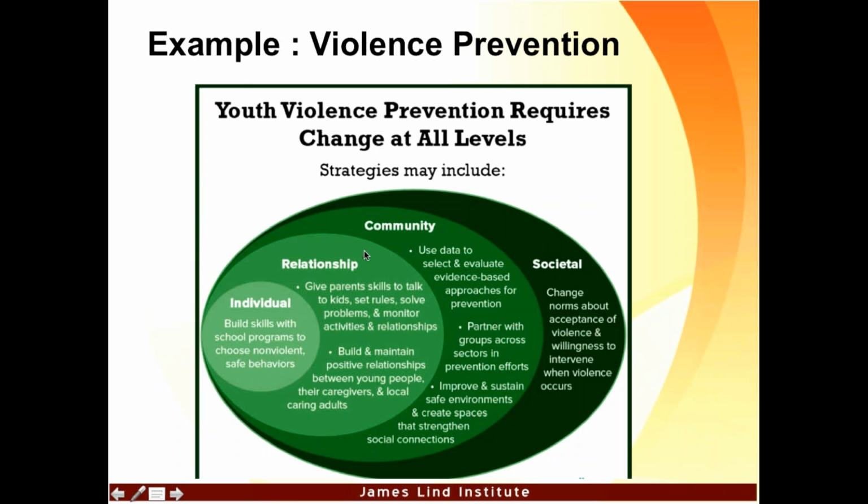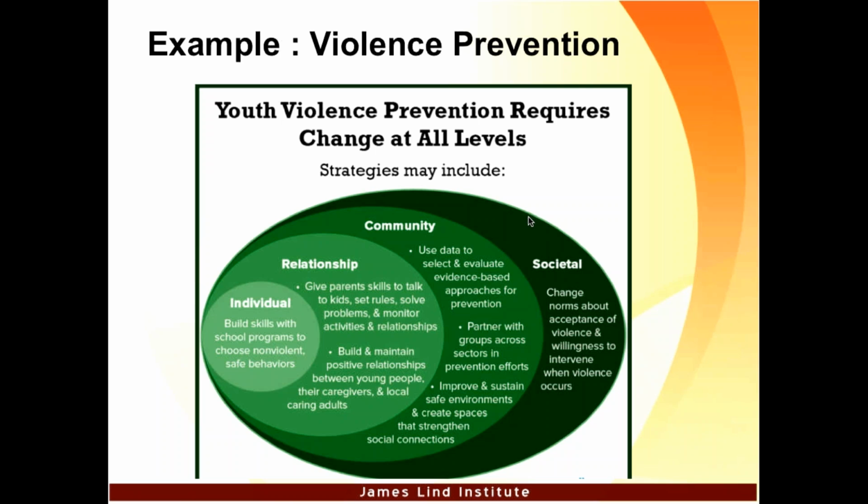Then at the relationship level, you're going to be working with parents so that they have the parenting skills to talk to their children and set rules, and of course you would want them to demonstrate to children how to solve conflict without violence. There would also be programs to build positive relationships between young people and other caregivers and caring adults, which might be sports teachers or the teachers at a school, could even be a pastor, depending on the context. At the community level, they want to be looking at data to see whether there are any community issues that maybe need some intervention.